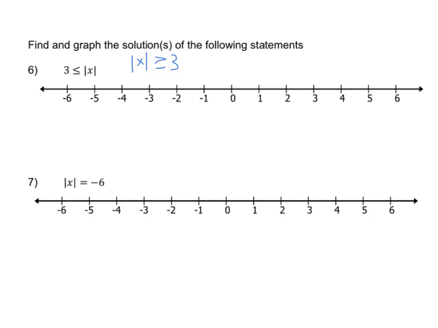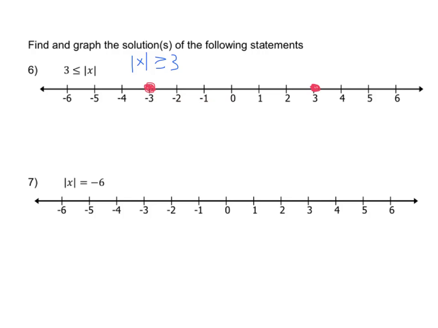Okay, let's see how you did. For 6, the absolute value of x is greater than or equal to 3. Right? So whatever x is, its distance away from 0 has to be more than or equal to 3. Right? Well, where is the distance equal to 3? Well, that would be here and here. Right? 3 is 3 spaces from 0. Negative 3 is also 3 spaces from 0.